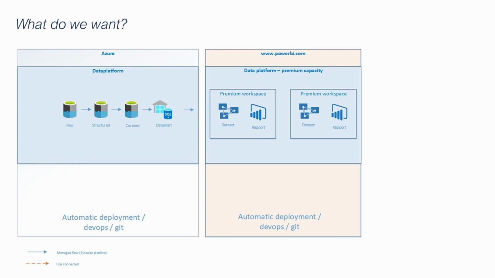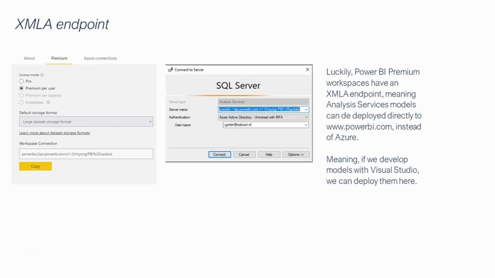In this way, you're using the latest features from Premium, and you have the Premium features such as paginated reports and AI possibilities, which I talked about in a previous video. It was a Dutch video. And you have the possibility to host analysis services models directly in Premium. So how is this possible? It's possible because we have the XMLA endpoint. If you have Premium, you can talk to Power BI workspaces as if they are an analysis services endpoint. So you can talk the XMLA language against it, which stands for XML for Analysis Services.